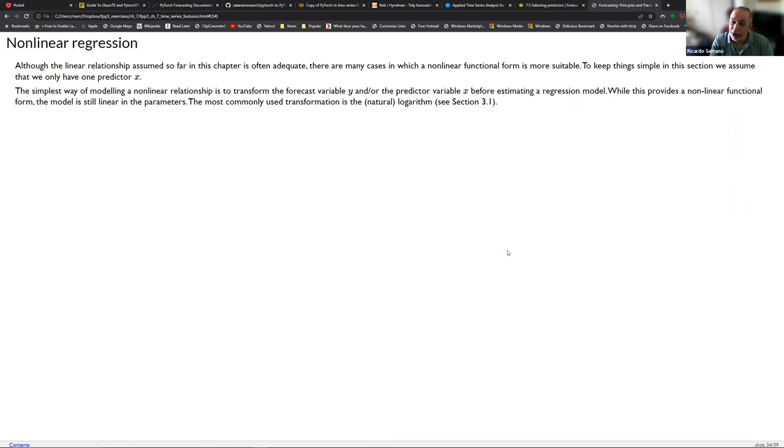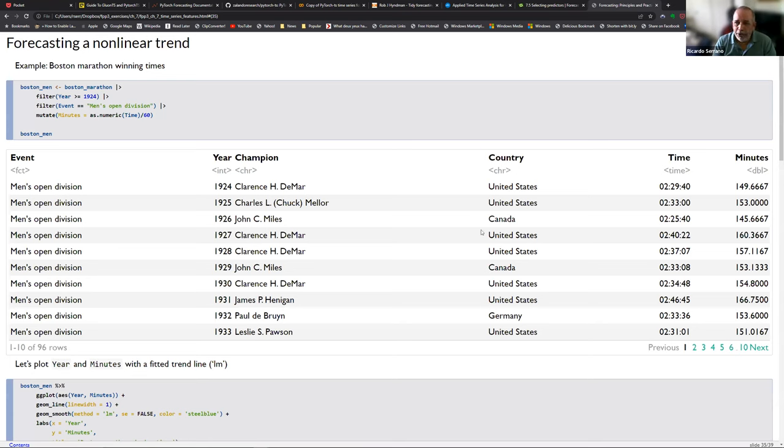When we discussed our introduction to statistical learning, we talked about splines, for example, which are those change points where the slope of the line is going to change. Something like that in this particular scenario. And one of the scenarios that the authors illustrate to us is the Boston Marathon winning times. So we have this data set of the event, in this case the men's open division, the year, who won, the nationality of the winner, and the time recorded for the length of the race.